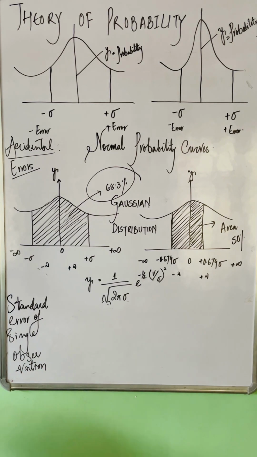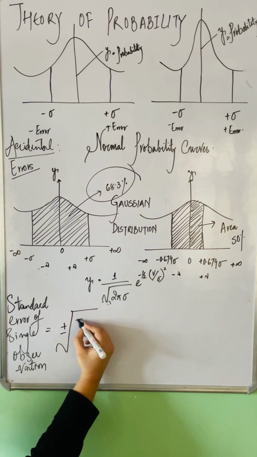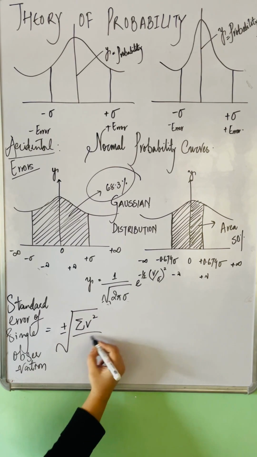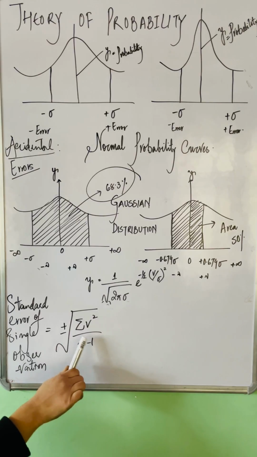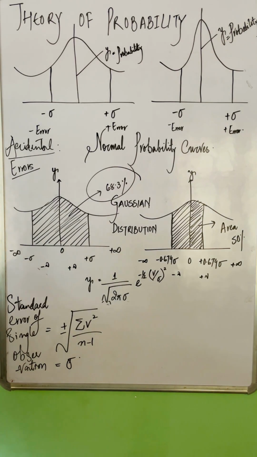The standard error of a single observation, does this seem familiar? This is standard deviation. All right, students. So the standard error of a single observation is equal to standard deviation, and the two terms are used synonymously in surveying. All right. Next one, most probable error.